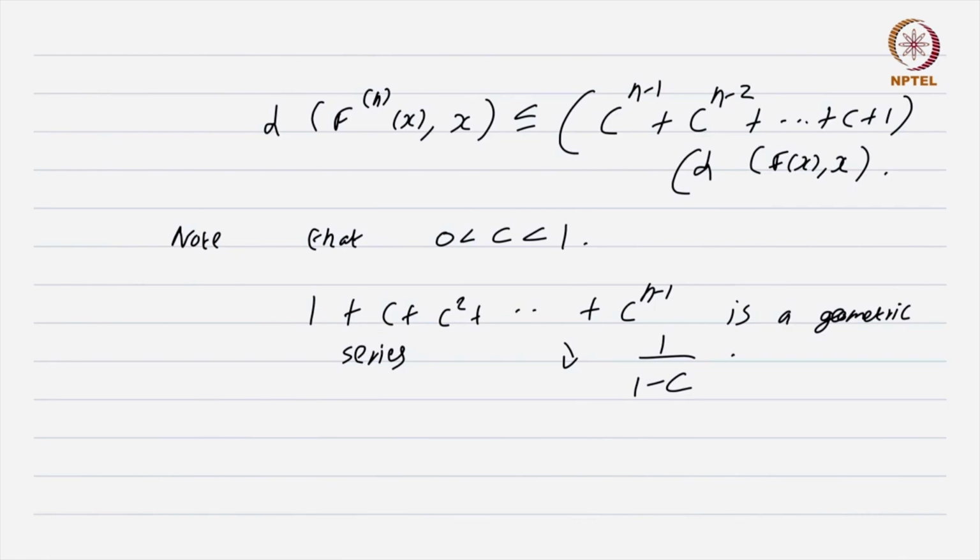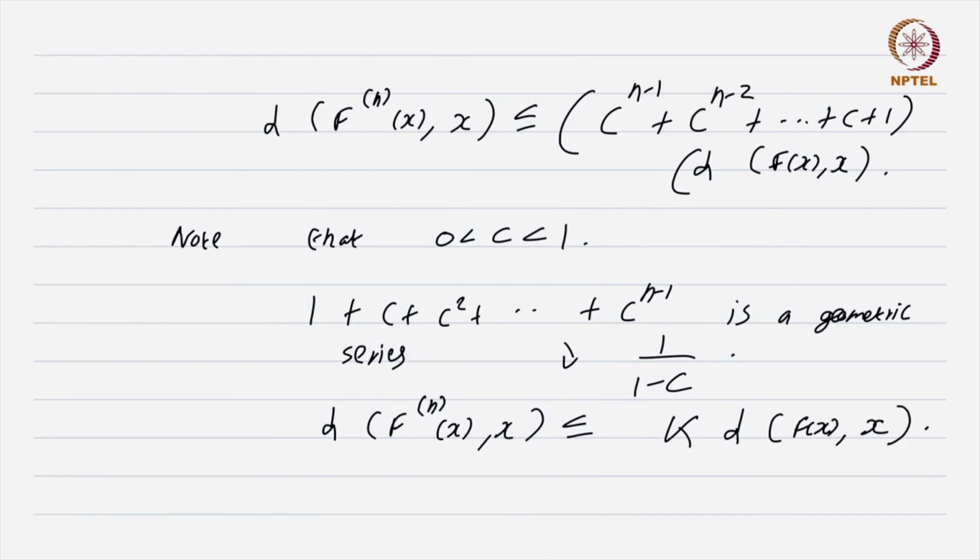What does this show? This shows that d(f^n x, x) is less than or equal to some constant, 1 by 1 minus c, times d(fx, x). And for a fixed x, this d(fx, x) is also some constant. Net upshot is this f^n x is a bounded sequence. It's a bounded sequence.